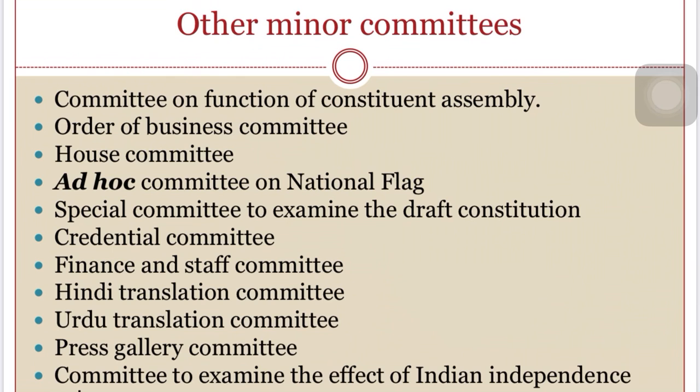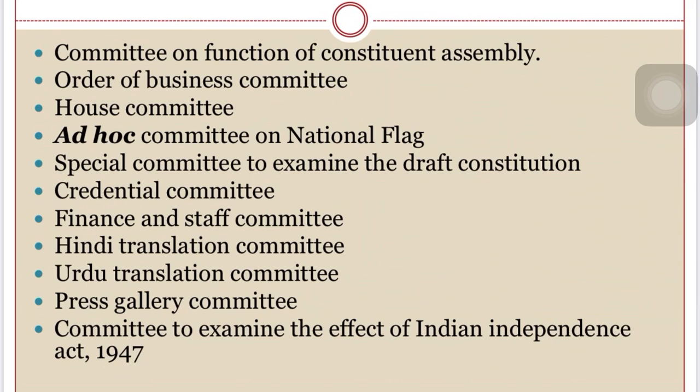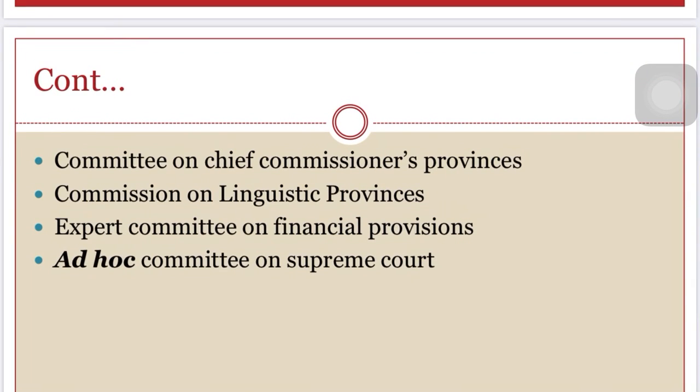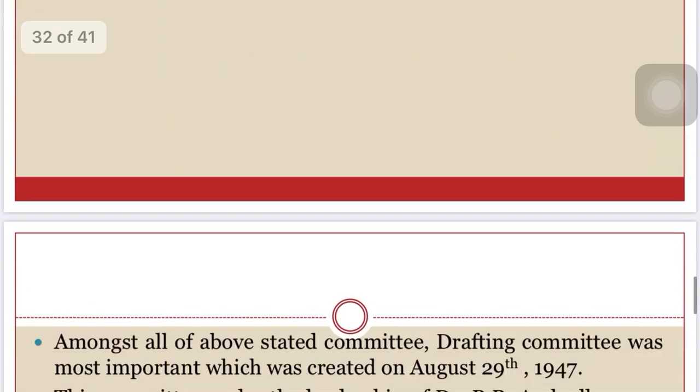The other minor committees are the committee on the functions of the Constituent Assembly, order of business committee, house committee, ad hoc committee on the national flag, special committee to examine the draft constitution, credential committee, finance and staff committee, Hindi translation committee, Urdu translation committee, press gallery committee, committee to examine the effect of the Indian Independence Act 1947, committee on the chief commissioners' provinces, commission on linguistic provinces, expert committee on financial provisions, and ad hoc committee on the Supreme Court.